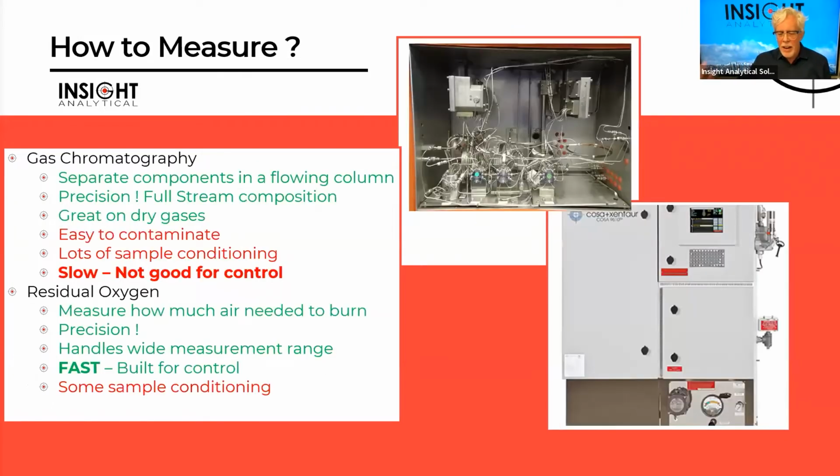So we want to look at how we can measure, and there's a bunch of different ways we can go about trying to measure fuel quality. One of them, and the one that we commonly think of on, say, natural gas transmission pipelines, is gas chromatography. We separate components in a flowing column. We allow carrier gas to flow through a column or multiple columns. And it's been a very well-established technique. It's got good precision. It gives us a full stream composition.